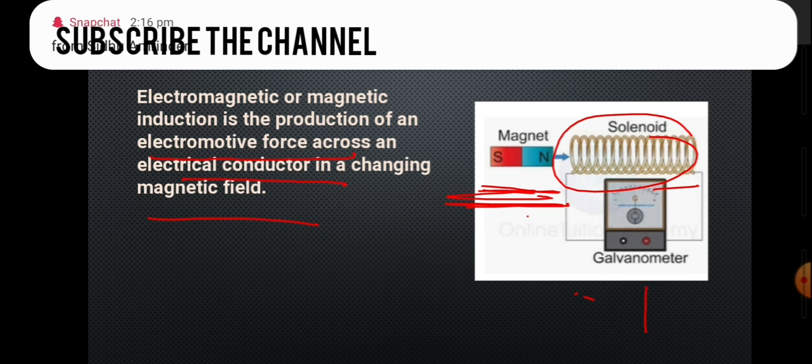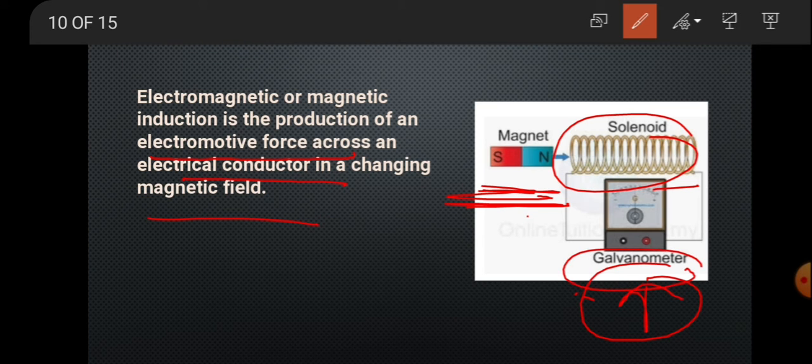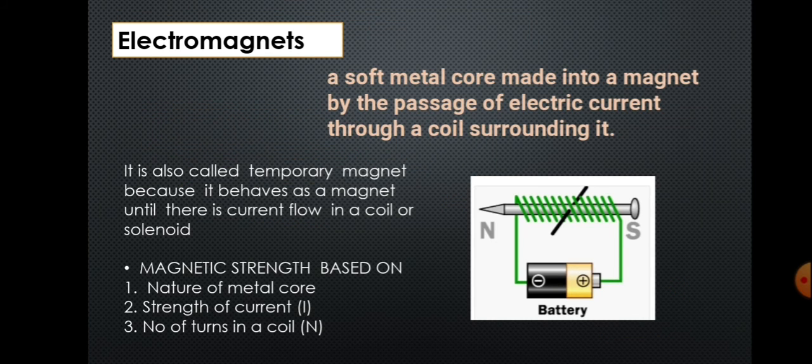So the galvanometer shows deflection. It means current is induced in the circuit. The galvanometer tells about the production of current by deflection. So it is an important concept, electromagnetic induction. Next is electromagnets.